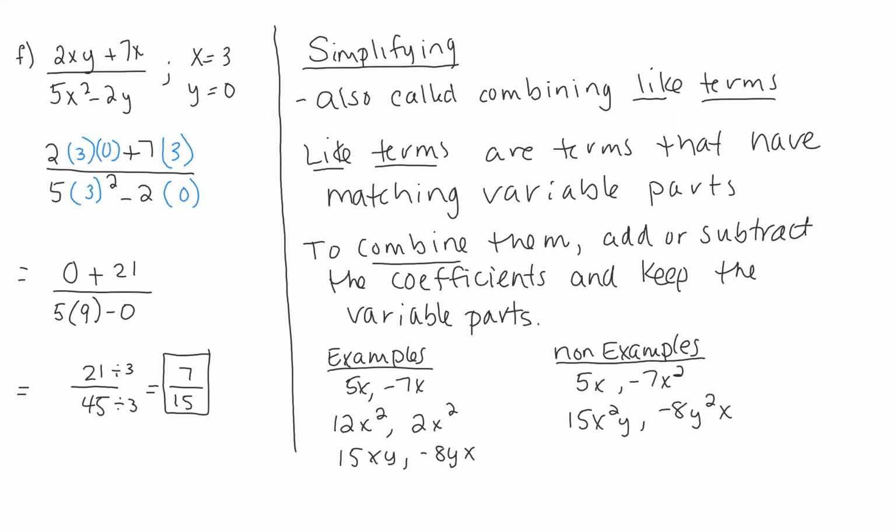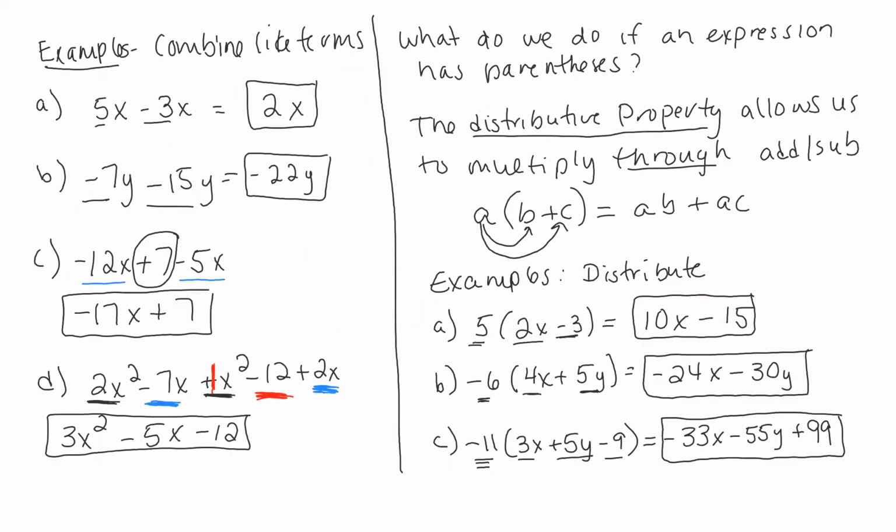Now, when you simplify an algebraic expression, we generally call that combining like terms. Okay, so like terms are terms that have matching variable parts. And then to combine like terms, you add or subtract the coefficients and you keep the variable parts. We did look at examples of like terms and examples of terms that would not be considered like. Make sure you have a firm understanding of what like terms are. And then we just looked at lots of examples of combining like terms.